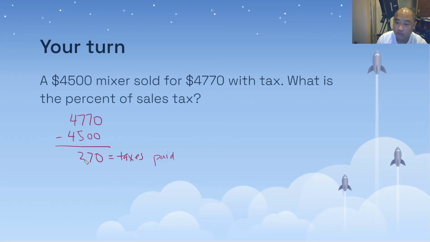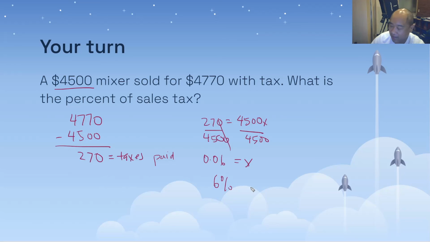So of the total price, how much is this? 270 equals 4,500x. And x then equals 0.06, which is 6%. That's how much taxes were.